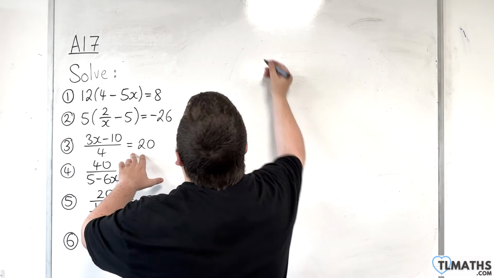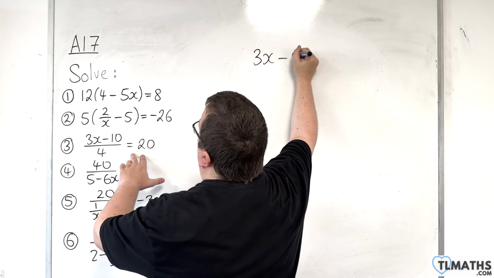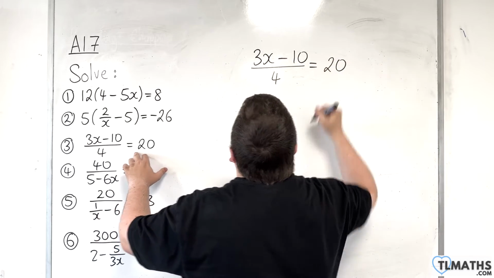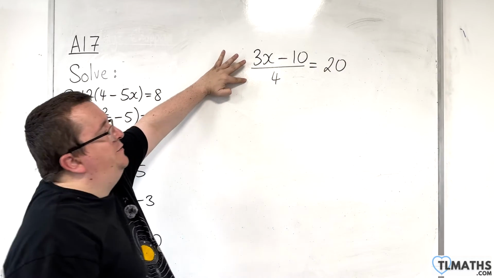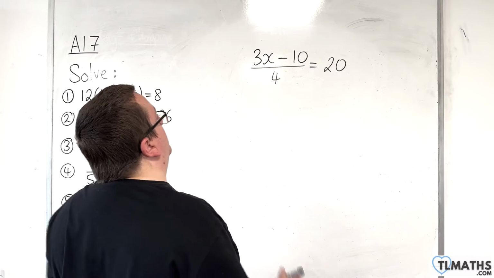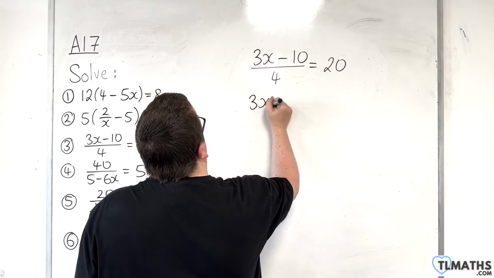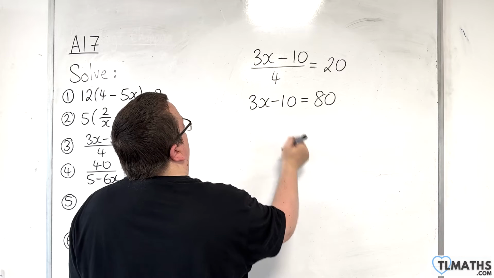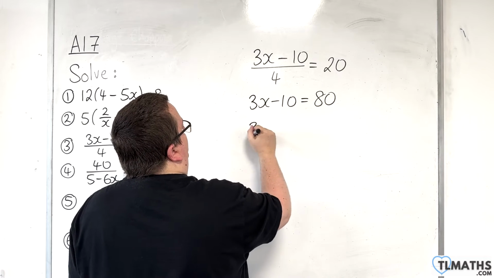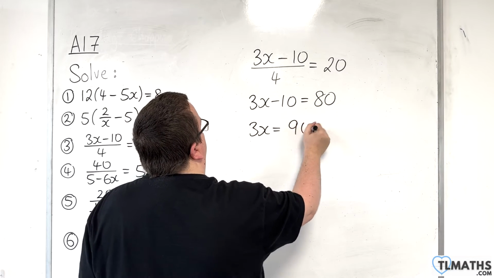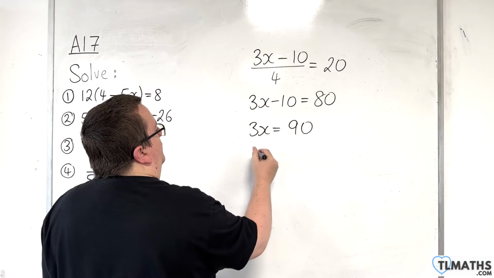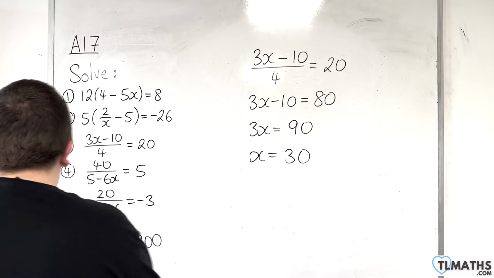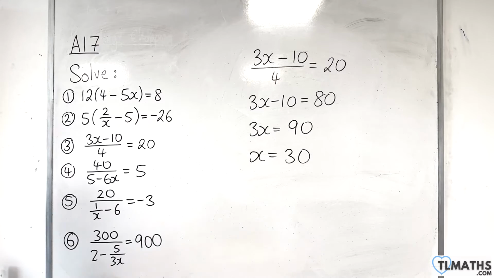Number 3, 3x take away 10 over 4 is equal to 20. So we've got 3x take away 10 divided by 4. So we'll multiply both sides by 4 first. So 3x take away 10 is equal to 80. Then we need to add 10 to both sides to get us 90. Divide both sides by 3, and we get x is equal to 30. Okay, so that's number 3.